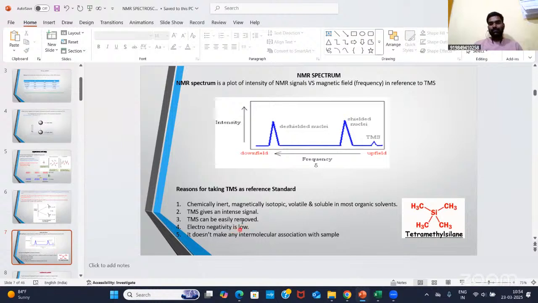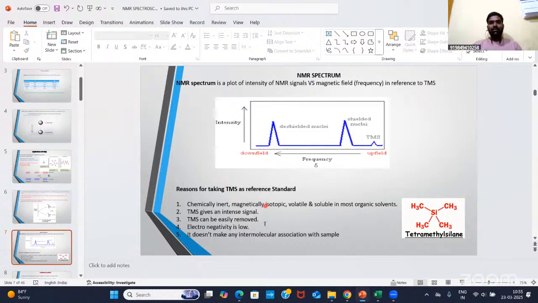Electronegativity is low here for the TMS. It doesn't make any intermolecular association with the sample. As it is inert, doesn't make any intermolecular association, gives an intense signal, and can also be easily removed, that's why TMS is taken as a standard reference.